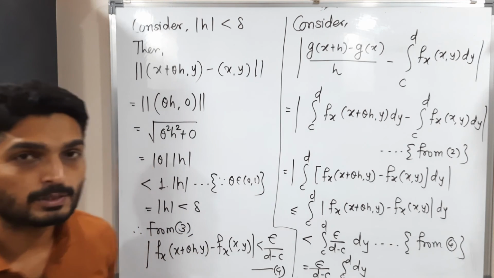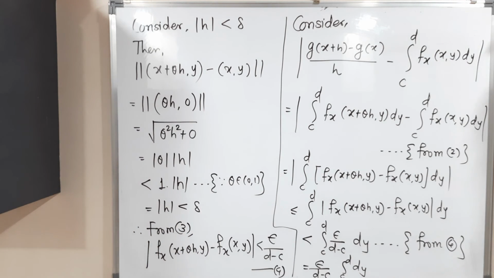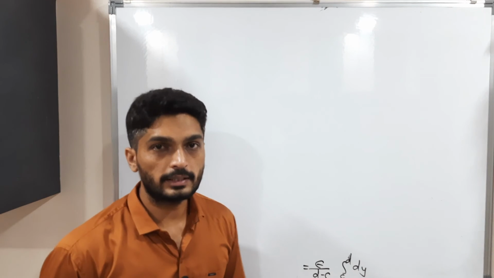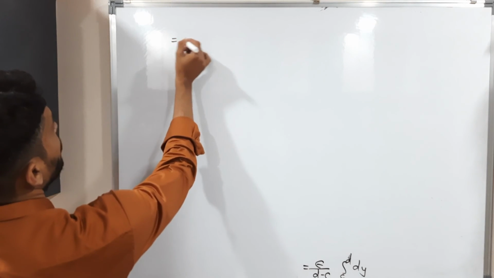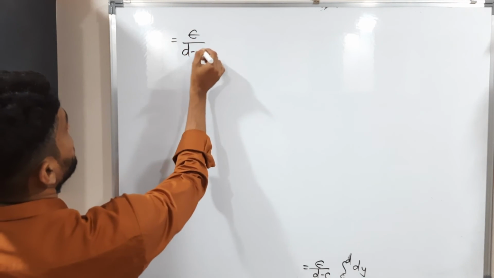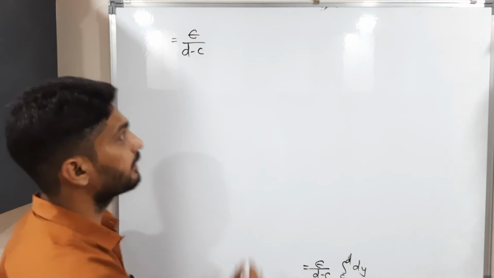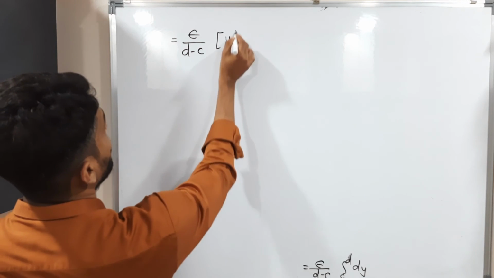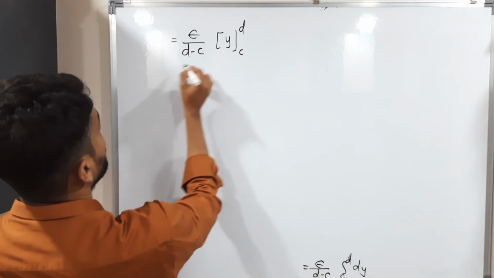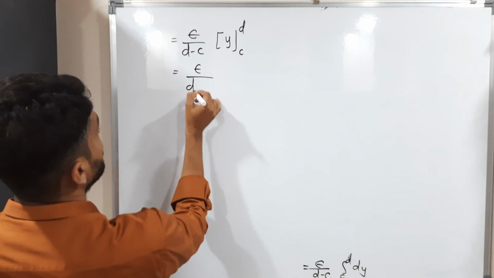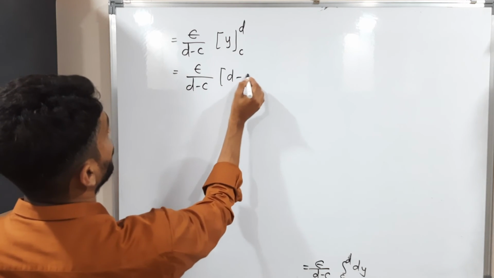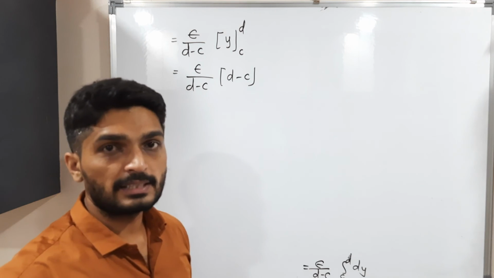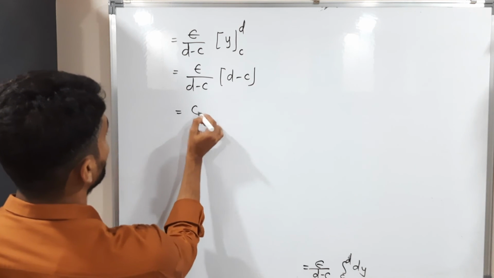See, there is no more space to write. Make a screenshot of it, then we will go further. So let us continue. So this is equal to epsilon by d minus c. What is integration of dy? It is y simply, from c to d. We will put upper limit d, lower limit c. D minus c will get cancelled to each other. So this is epsilon.